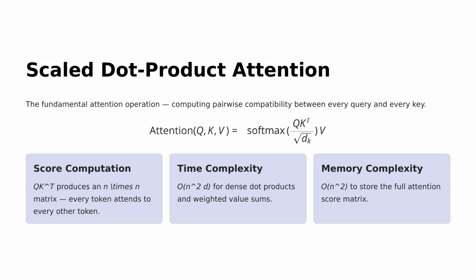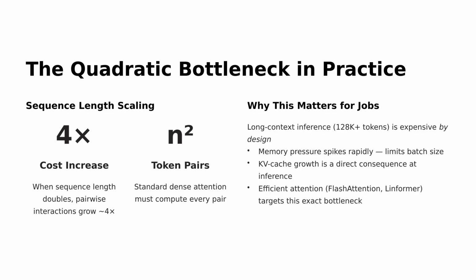Scaled dot-product attention is the core attention mechanism in transformers. It works by comparing every query with every key, producing a full n by n score matrix, so each token can attend to every other token. Those scores are then used to weight the values. The trade-off is cost. Computing these dense interactions takes O of n squared d time, and storing the attention matrix requires O of n squared memory. This is the quadratic bottleneck in practice. As sequence length doubles, the number of token-to-token interactions grows by about 4 times.